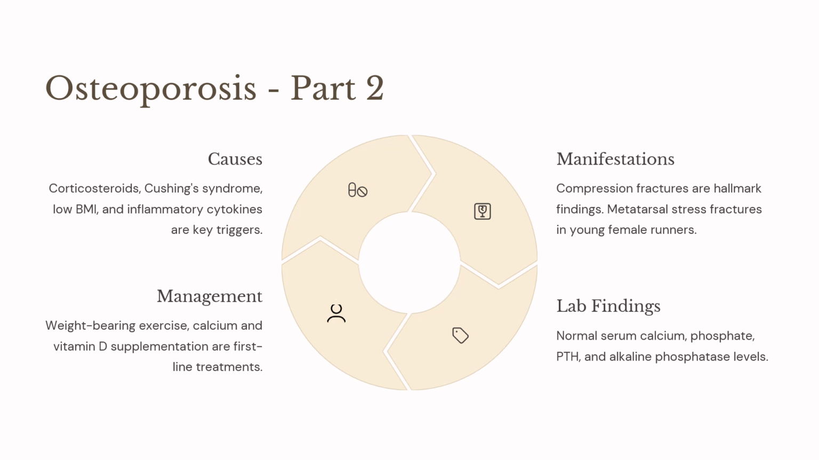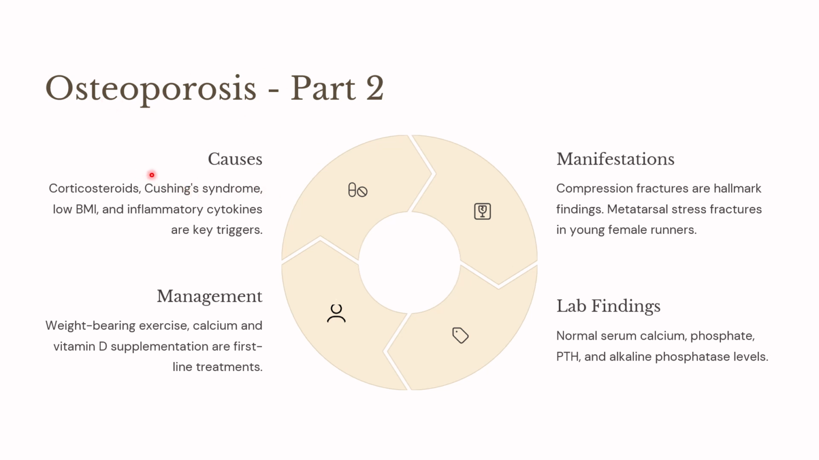What is the cause for osteoporosis? Osteoporosis is caused by corticosteroids as well as Cushing syndrome. That is, steroids in general will result in osteoporosis. In Cushing syndrome, there is excess production of steroids, so that will also result in osteoporosis.